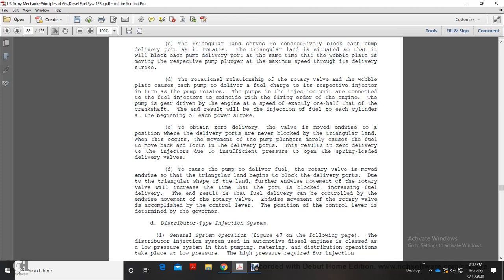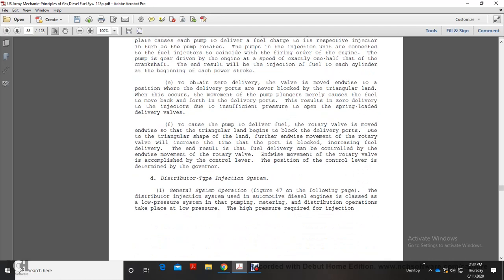To obtain zero delivery, the valve is moved endwise to the position where the delivery port is never blocked by the triangular land. When this occurs, the movement of the pump plunger merely causes the fuel to move back and forth in the delivery port, with the result of zero delivery to the injector, due to insufficient pressure to open the spring-loaded delivery valves. When the rotary valve is moved toward the wide end of the triangular land, it blocks the delivery ports, due to the triangular shape of the land.